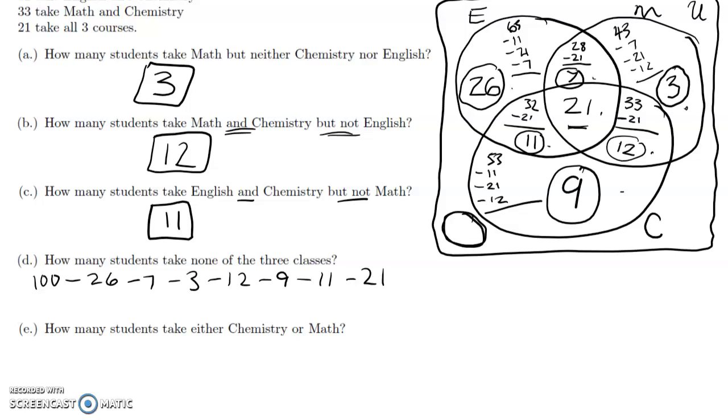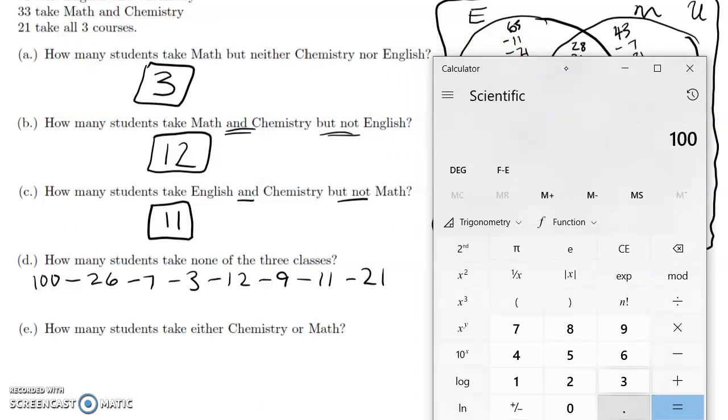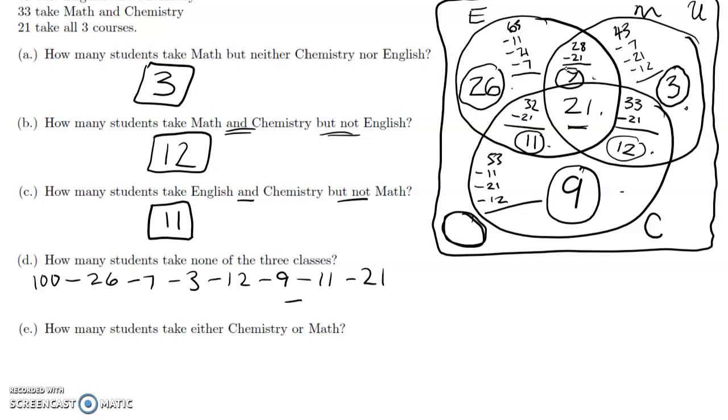So rather than add them up and subtract the total, you could just subtract them one at a time is all we're doing here. So we could do that in this order. So we could do 100 minus 26 minus 7 minus 3 minus 12 minus 9 minus 11 and then minus the 21. We're only left with 11 people. So out here in this region, there's 11 people who didn't take any of the classes.